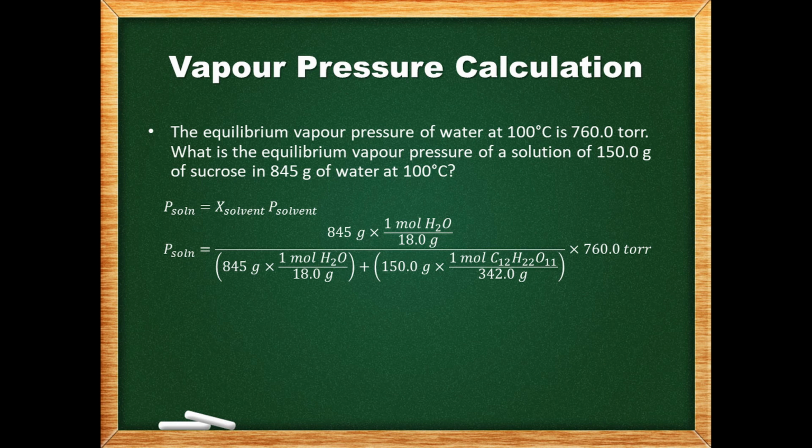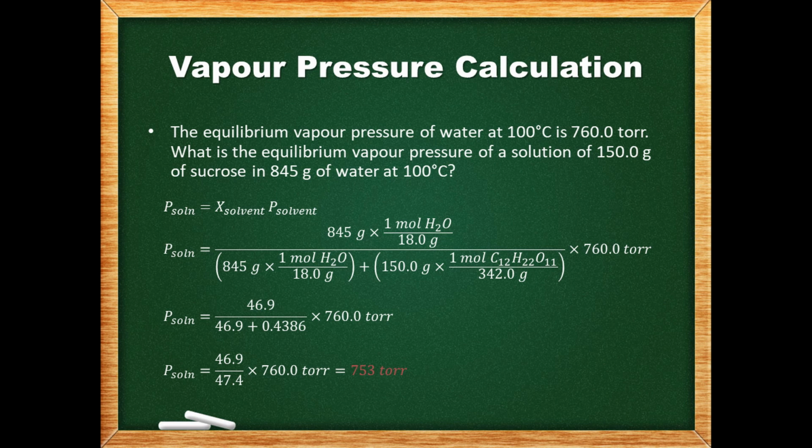Thus, we should have the moles of water in the numerator and the total moles in the denominator, which is just the moles of water and sucrose added together. Once we get the mole fraction, we can multiply it by the vapor pressure of pure water to get the vapor pressure of the solution. A pressure lower than the vapor pressure of pure water makes sense.